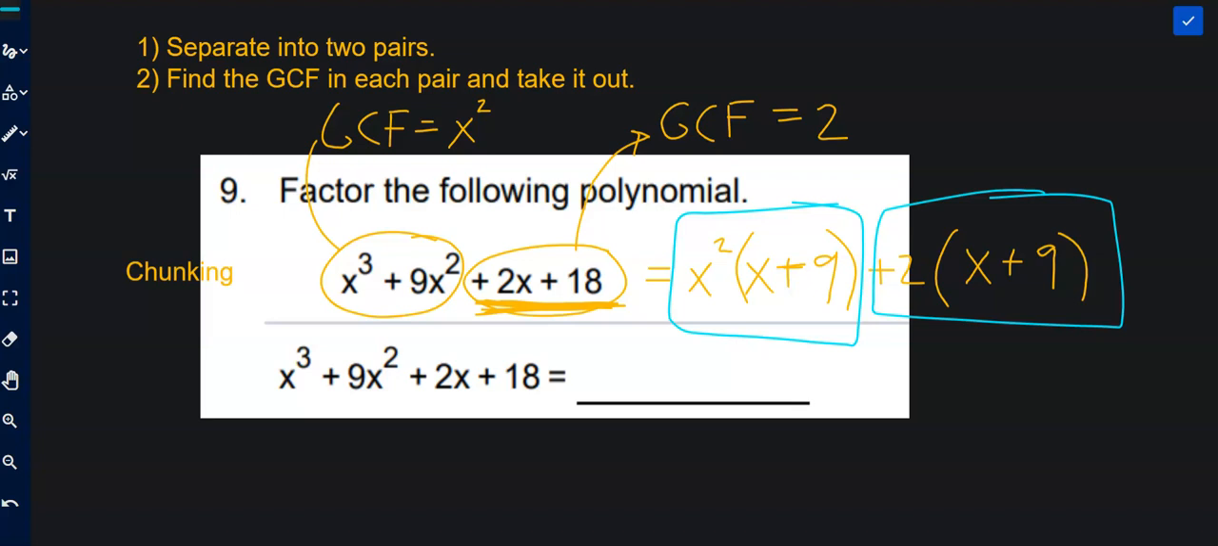Okay, sports fans. I mean math fans, really.